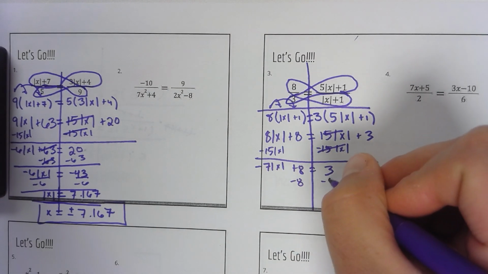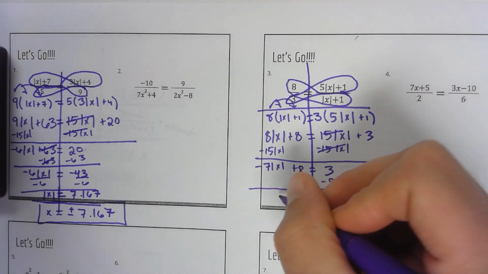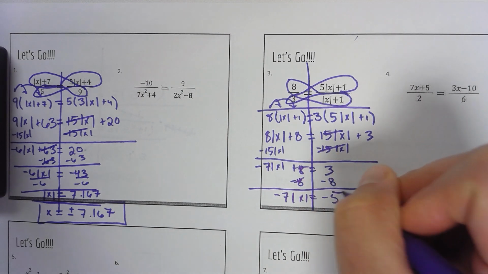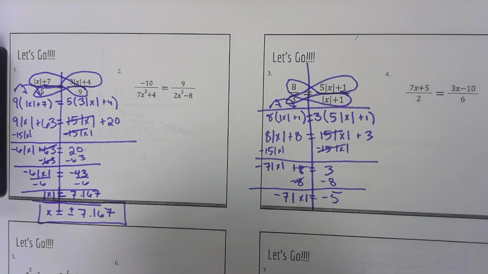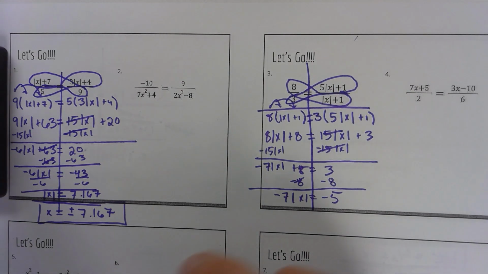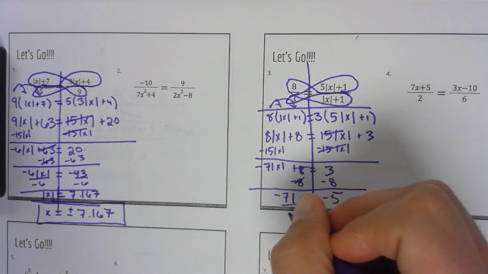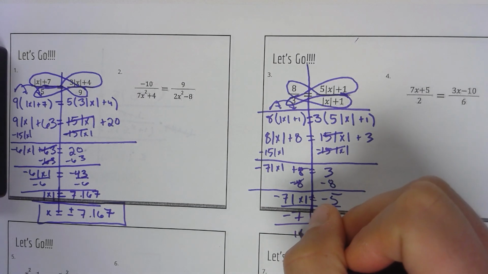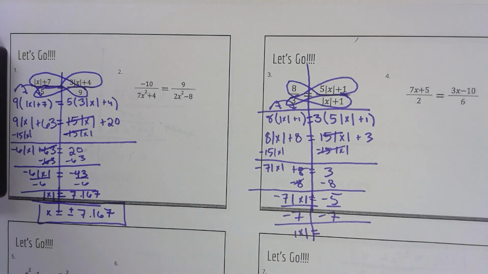Subtract 8. I get negative 7 absolute value of x equals negative 5. I need to divide both sides by negative 7. So the absolute value of x equals 5 divided by 7.